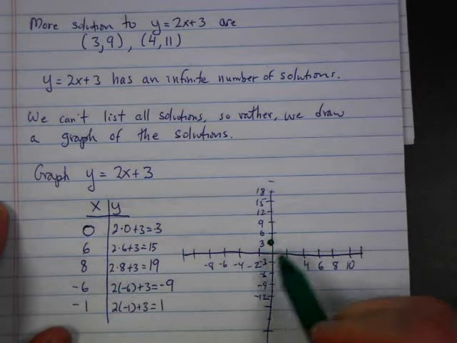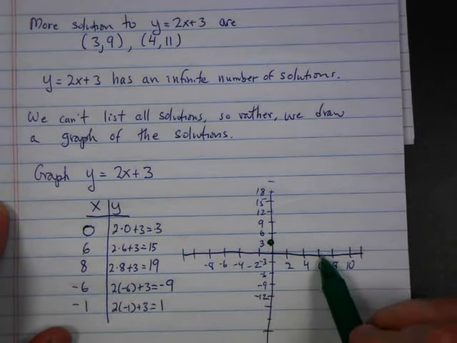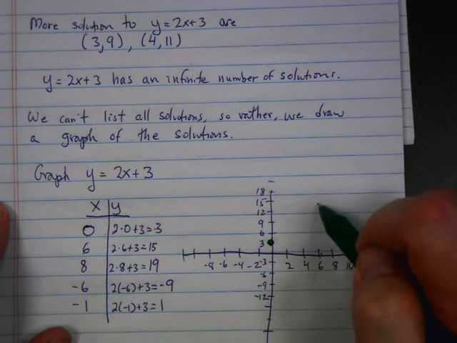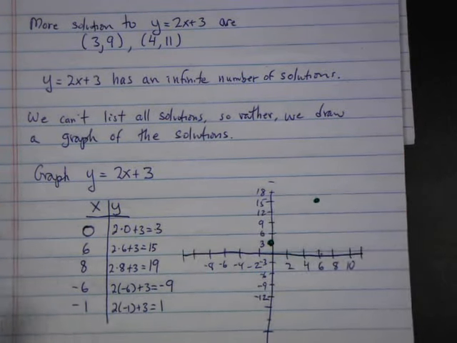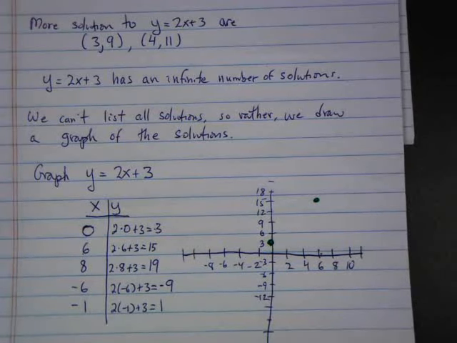6, 15. I start here, I go over 6, up to 15, right about there. So far, do they look like a nice straight line? Yeah, but of course that's a trick question, because if you draw 2 dots, they always look like a nice straight line. So 2 doesn't help.